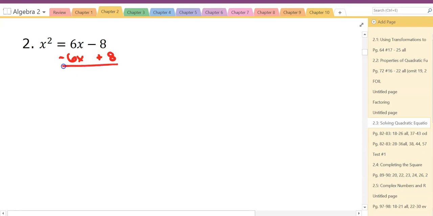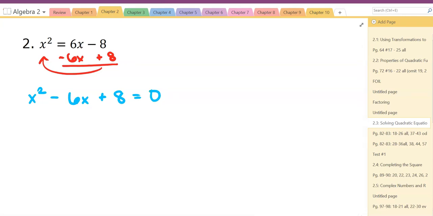And I'm going to do both of those. I'm going to move it to the other side. So it's now going to say x squared minus 6x plus 8 equals 0. Okay, so I want you guys to take a minute, factor this one, and then solve it. After you've got it factored, set them equal to 0 and solve it.